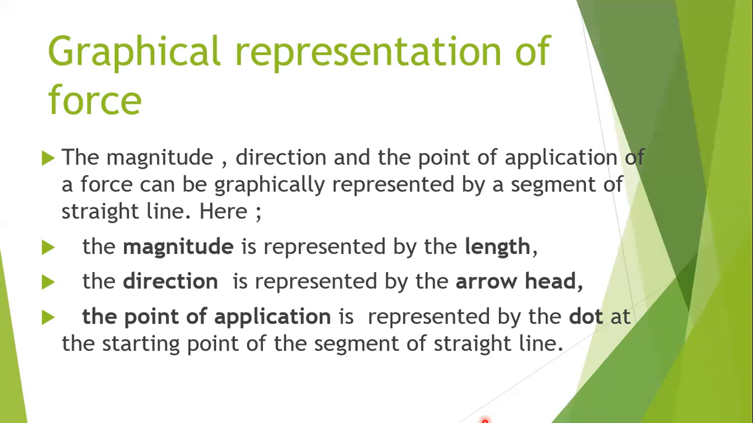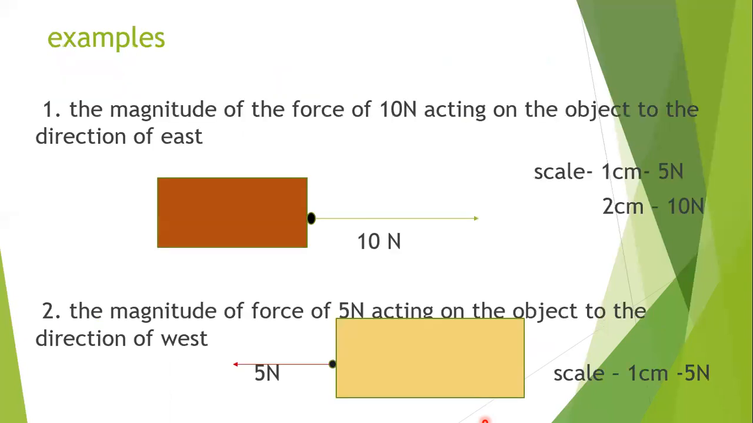Let's see some examples. First one, the magnitude of force of 10 Newton acting on the object in the direction of east. Here is the object, and the point of application is represented by a dot. When you are representing a magnitude by length, you have to write the scale here, and 1 centimeter you can represent 5 Newton. So then 2 centimeters you can represent 10 Newton. Then you should draw a 2 centimeter line here. Then the arrowhead represents the direction.